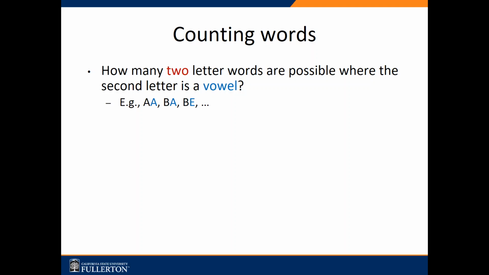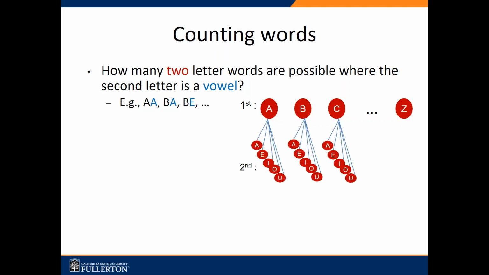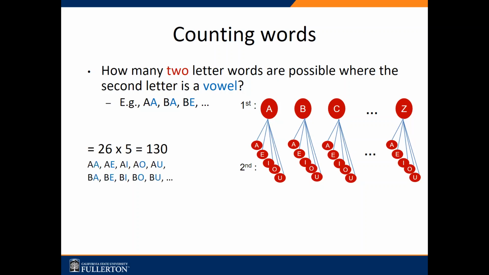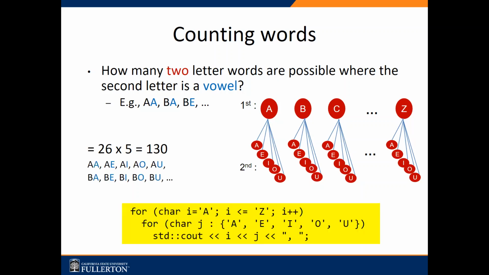Okay. So in this case, the first fold is the first letter, which can be any of the 26 letters in the alphabet. And the second fold is the second letter, which can be any of the 5 vowels, A, E, I, O, U. Okay. So the total number of possible words is 26 times 5, which equals 130. So note that we can systematically print out all such possible words also with a nested loop, similar to what we saw previously.